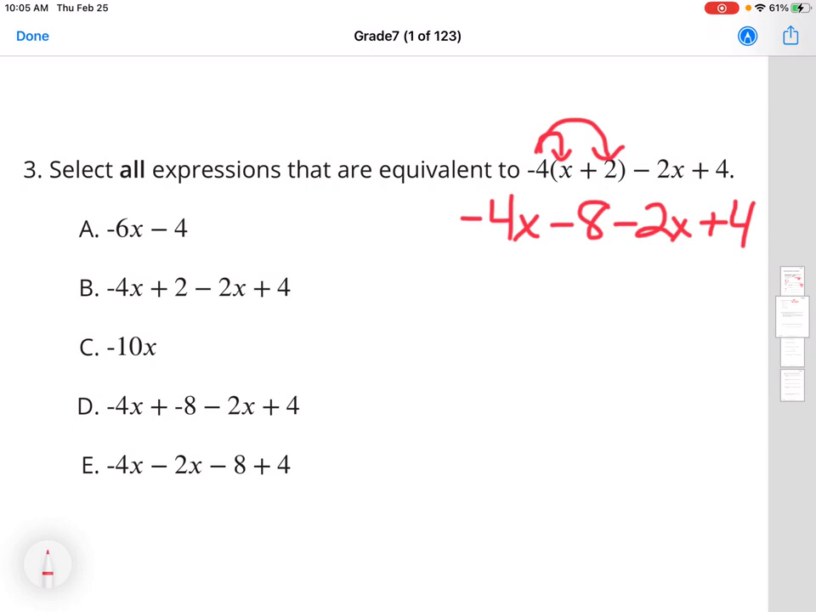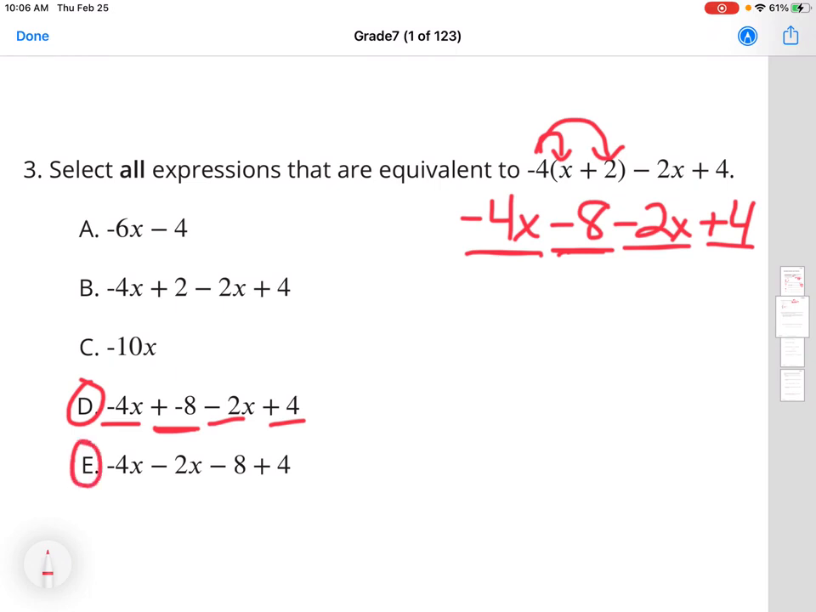So just from using the distributive property, I see that D is equivalent because negative 4x is the same. Here I have minus 8, but when we have subtraction, remember we can write it as addition, and I'd use the opposite. So plus a negative is the same thing as subtracting. And then I have minus 2x, and I have plus 4. So D is equivalent.